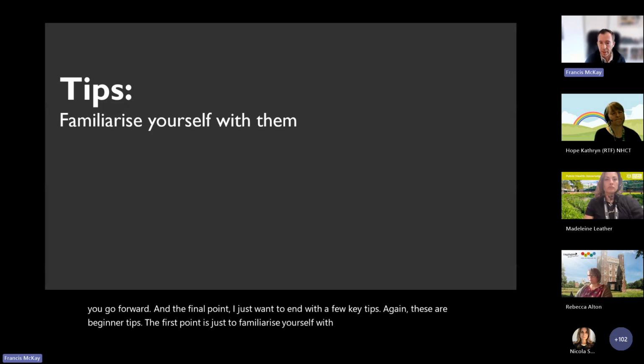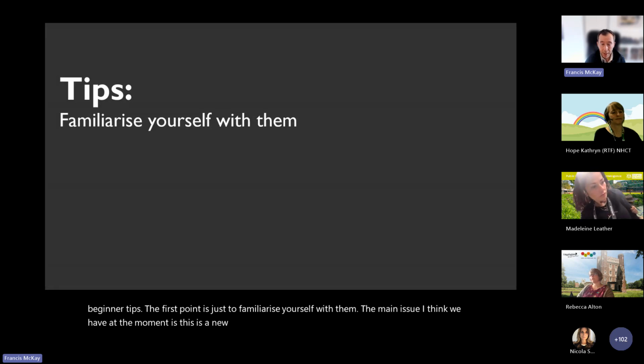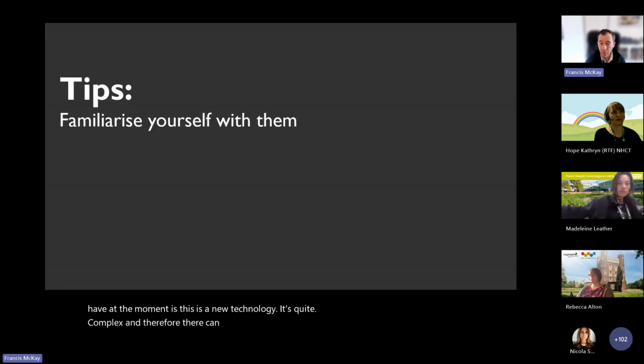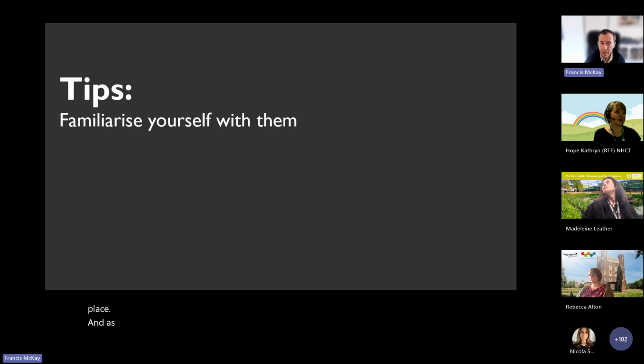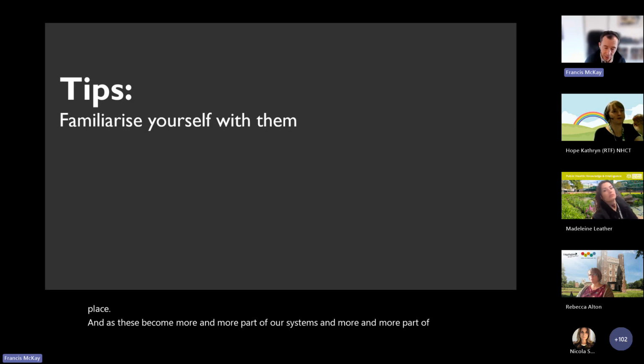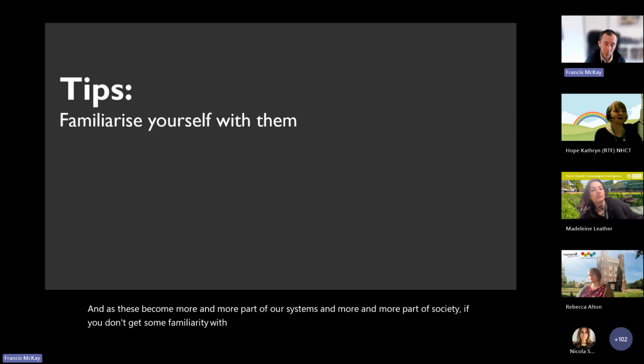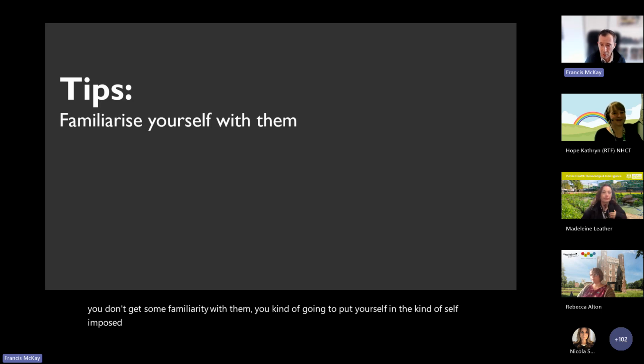The main issue I think we have at the moment is this is a new technology. It's quite complex, and therefore there can be an anxiety around even attempting to use them in the first place. And as these become more and more part of our systems and more part of society, if you don't get some familiarity with them, you're going to put yourself in a kind of self-imposed digital divide or digital exclusion. And so the only way you can avoid that is to just start having a go with them and familiarize yourself with the topic.